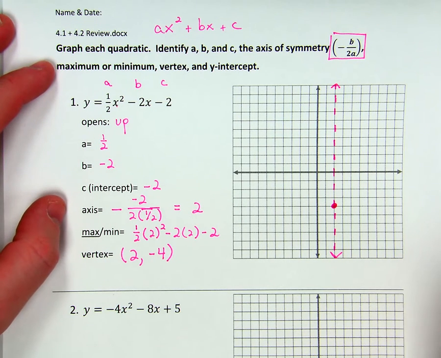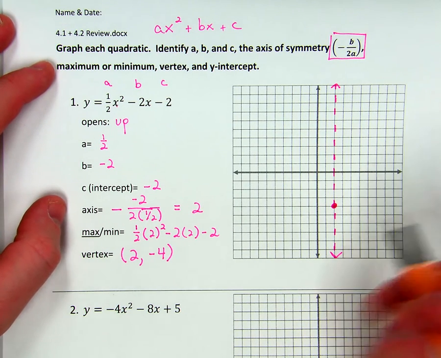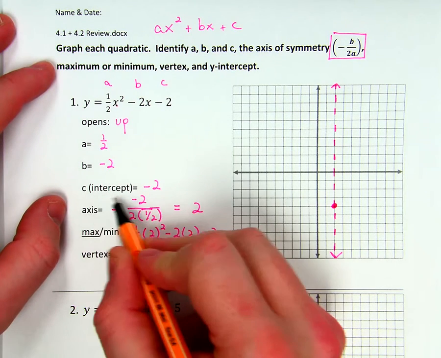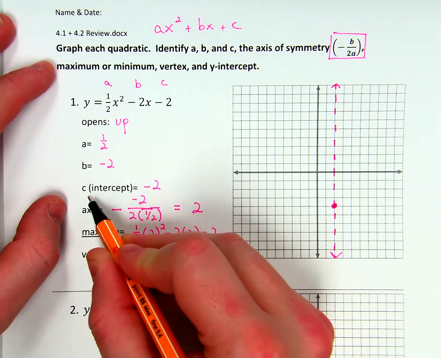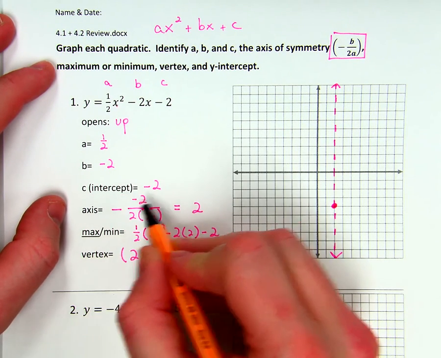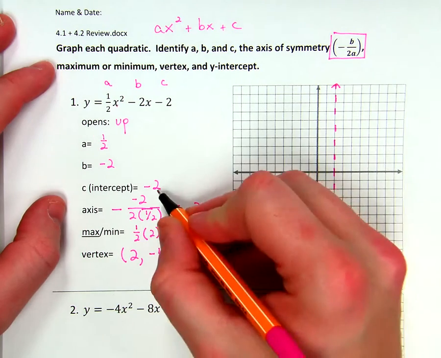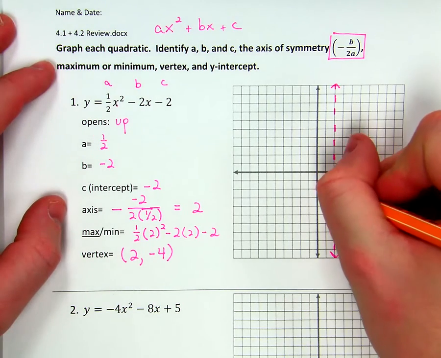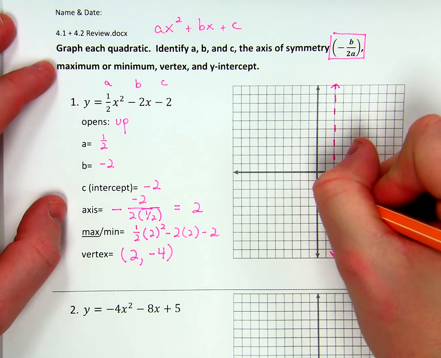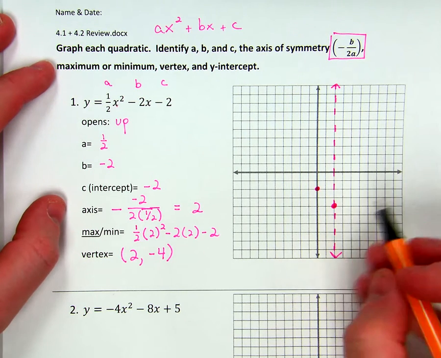We need another couple points to graph this quadratic, however. I recommend looking at the c value. Notice it says intercept. The c value on a quadratic tells you the y-intercept for that particular function. In this case, the y-intercept is at -2. So I'll put a dot at -2 on the y-axis.